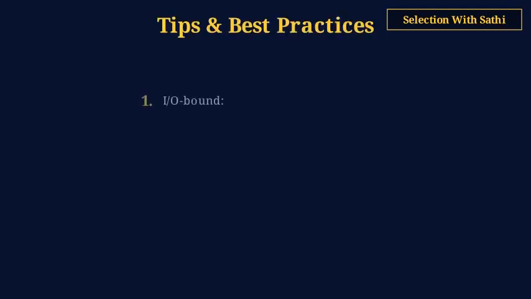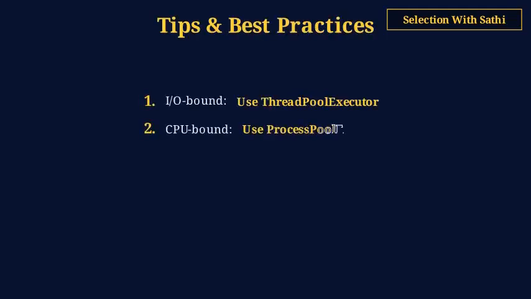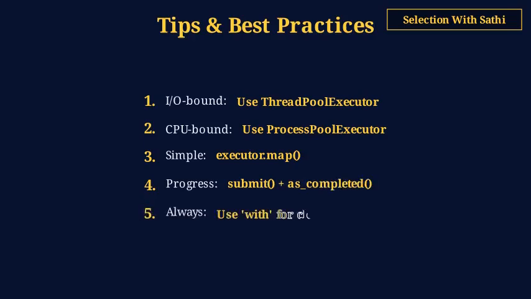Essential tips for Python concurrency. Use ThreadPoolExecutor for I/O-bound work: network, file, database calls. Use ProcessPoolExecutor for CPU-bound work: computation, math, data crunching. Use executor.map for simple cases and submit with as_completed for progress tracking. Always use the executor as a context manager for clean shutdown. Avoid ProcessPool for tiny tasks. The overhead of process creation can exceed the benefit.